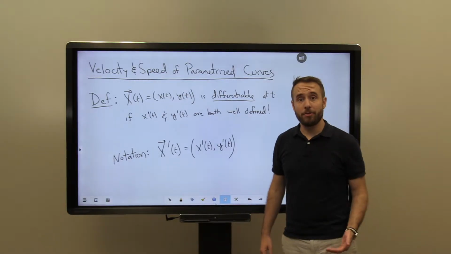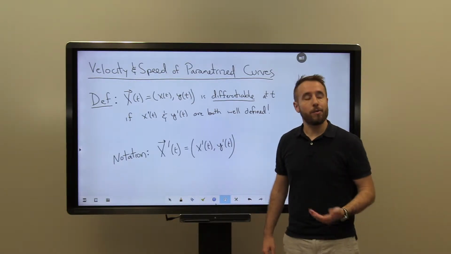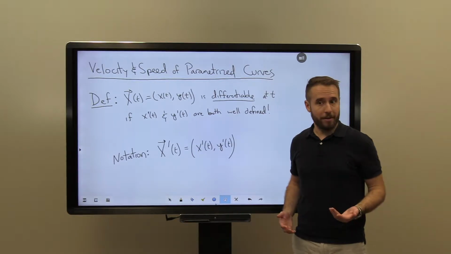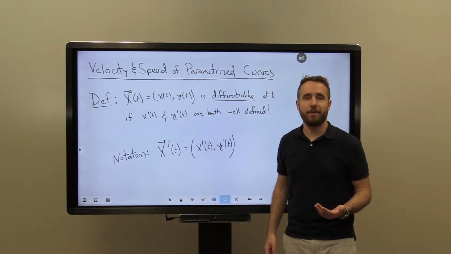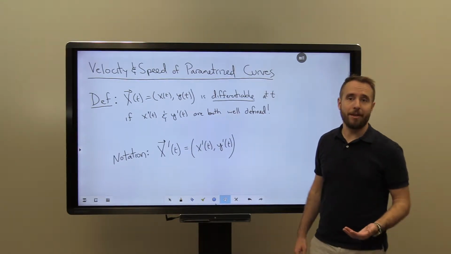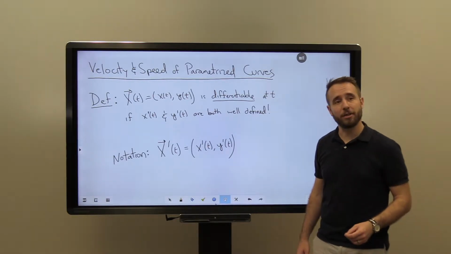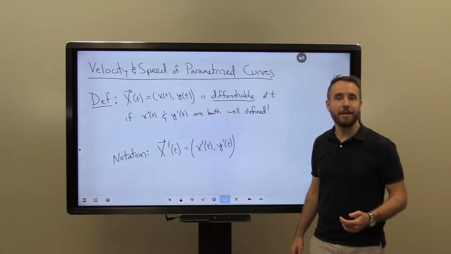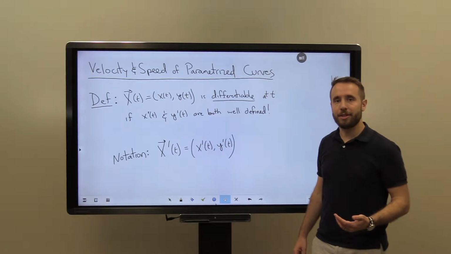All right, so now that we've introduced parametrized curves, we're going to talk a little bit about taking derivatives of parametrized curves, and how to best interpret them. And what we'll see is that this is tied really closely to the velocity and the speed of the parameterization.